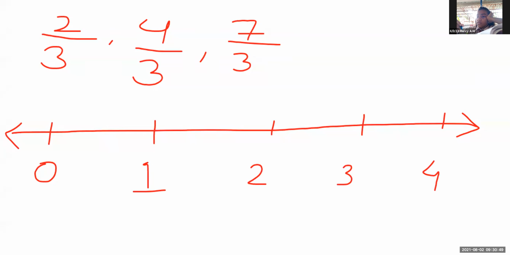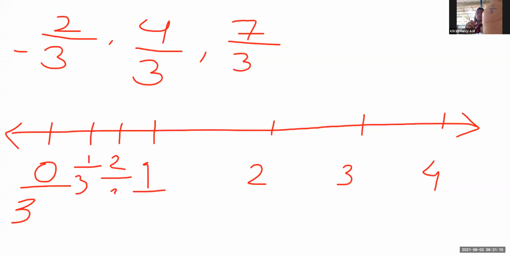Now the first number is 2 upon 3. Now 0 means 0 upon 3. Next, if you draw one line, it will become 1 upon 3. Next line will be 2 upon 3. And this line will be of 3/3. Why have I written 1?